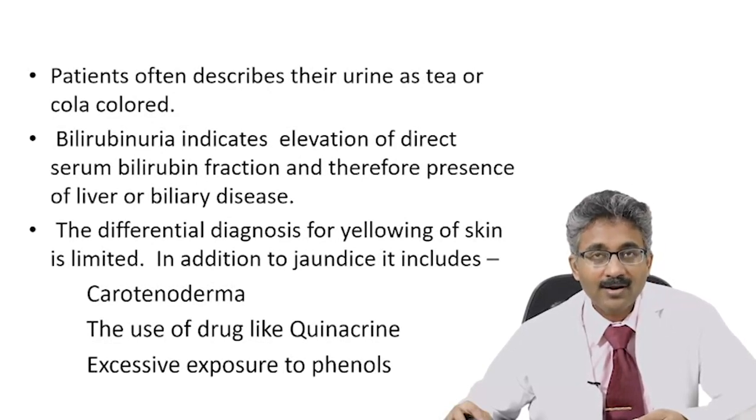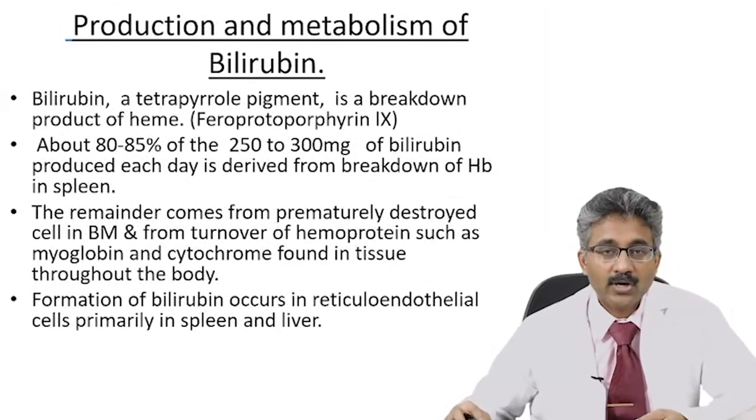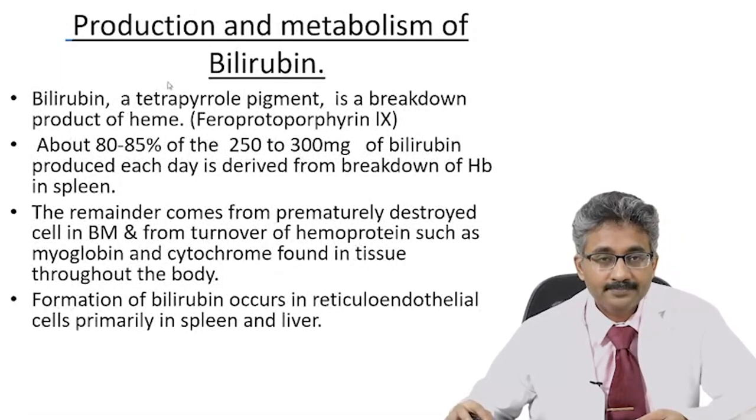In carotenemia, the body will be yellow colored but the sclera will be spared. That is how we distinguish carotenemia from jaundice. Now let us go on to the production and metabolism of bilirubin.